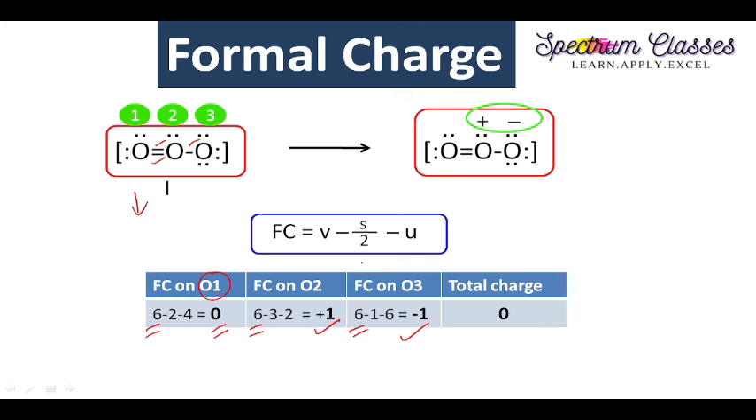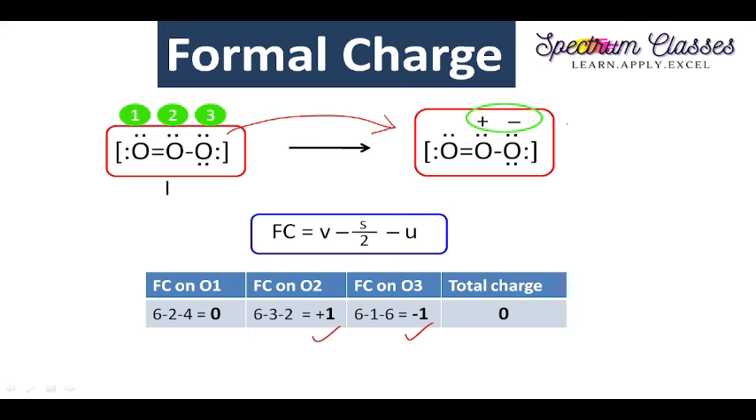And overall we need to calculate the charge on the overall molecule. So the overall charge is this plus 1, this minus 1, this gives us 0. Fine. So the total charge on this molecule is 0. What does this formal charge tell us about this molecule? This molecule can be written in this manner. Here this oxygen has +1 charge and this oxygen has -1 charge.